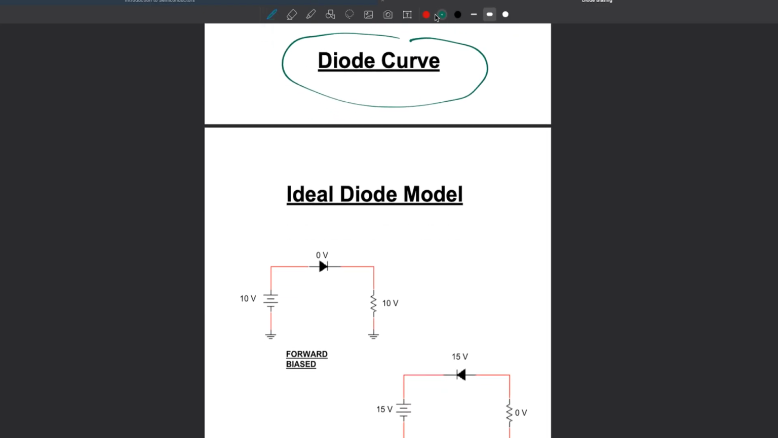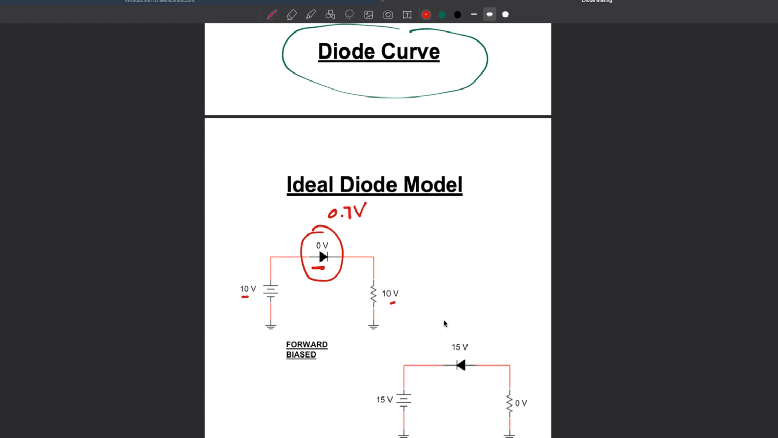Diode model. Okay, and ideal diode forward biased. Okay, 10 volts here, 0 volts here, 10 volts here because there's no voltage drop here. Practical diode, this is around 0.7. Okay, but ideally it's going to be 0.